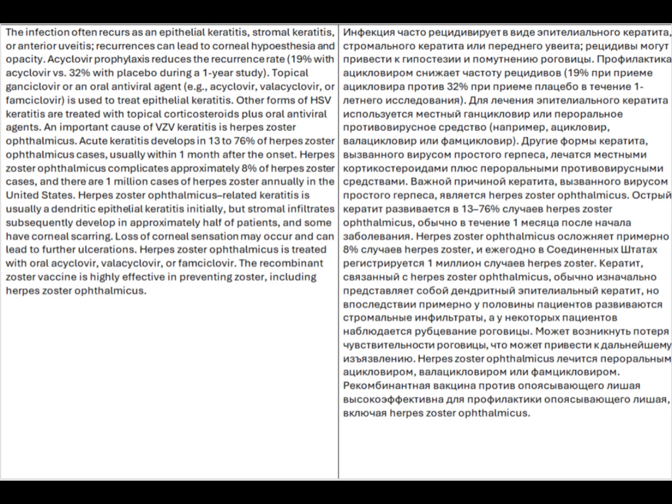Herpes zoster ophthalmicus-related keratitis is usually a dendritic epithelial keratitis initially, but stromal infiltrates subsequently develop in approximately half of patients, and some have corneal scarring. Loss of corneal sensation may occur, and can lead to further ulcerations. Herpes zoster ophthalmicus is treated with oral acyclovir, valacyclovir, or famciclovir. The recombinant zoster vaccine is highly effective in preventing zoster, including herpes zoster ophthalmicus.